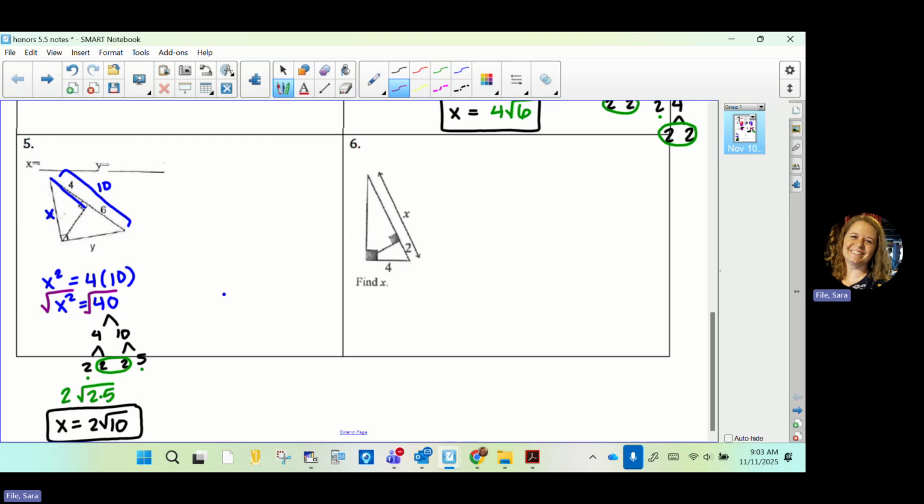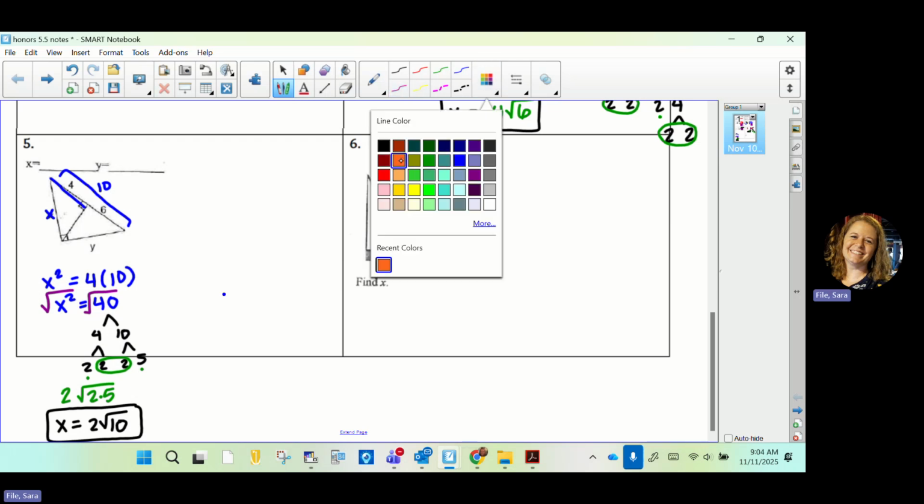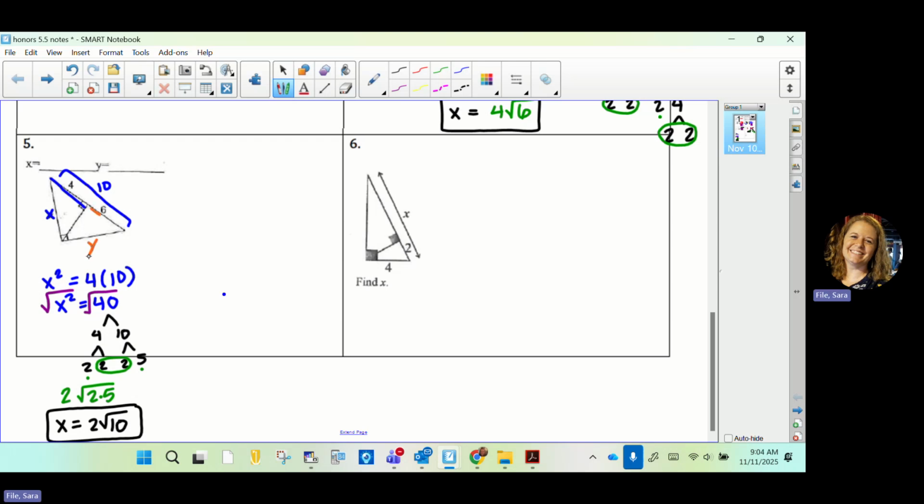Okay, and now let me do a different color. For y, I'm going to use the 6. So y squared would be 6 times 10. Is 60 a perfect square? Nope. So I'm going to have to do a factor tree here as well. What are some factors of 60? Yeah, I could go back to that 6 and 10. 6 could break down to 3 and 2. 10 could break down to 5 and 2.